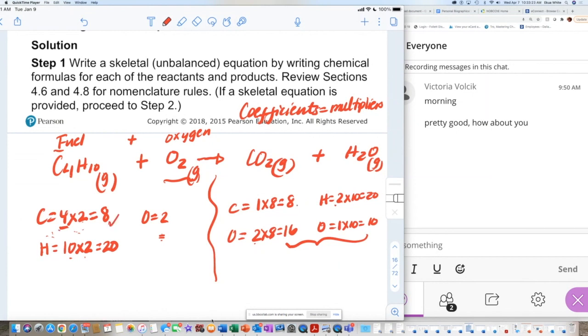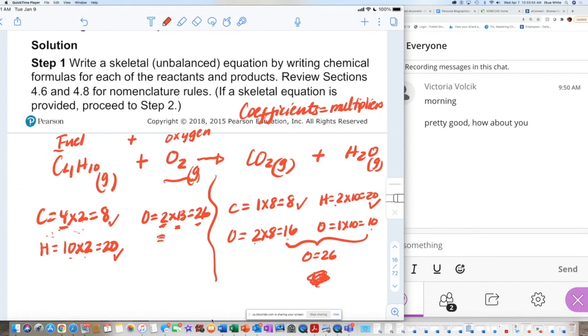Okay, now I can recheck everything. Carbon is 8, carbon is 8. Hydrogen is 20, hydrogen is 20. Oxygen is 2, oxygen here is 16 plus 10, oxygen total 26. To make this 26, multiply by 13. Okay, so remember the 13 that was here, we have to multiply that by this number here to get 26. By doubling everything, essentially that's what we did, right?